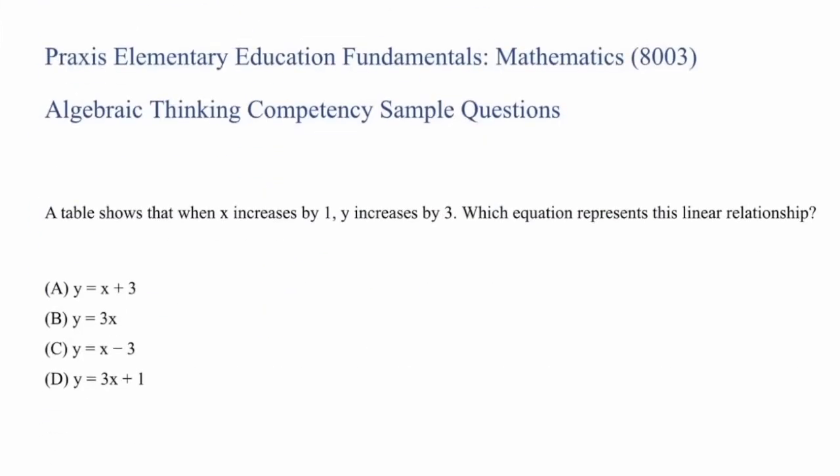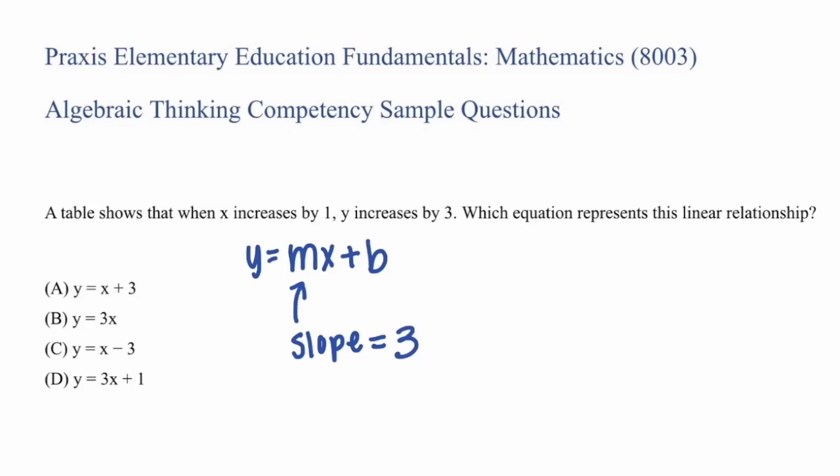A table shows that when x increases by 1, y increases by 3. Which equation represents this linear relationship? So a linear equation is always going to be y equals mx plus b, your m being your slope. When x increases by 1 and y increases by 3, that is identifying your slope. So your slope is 3.